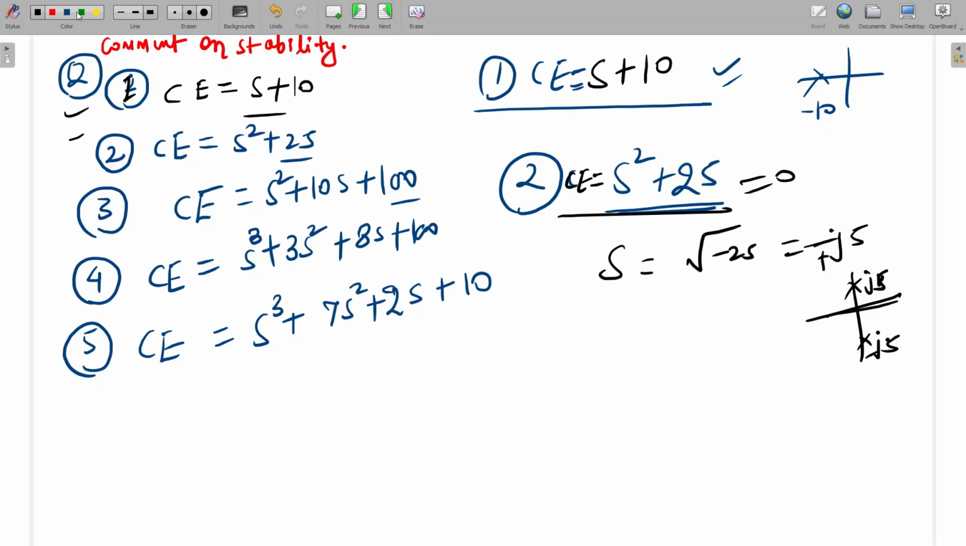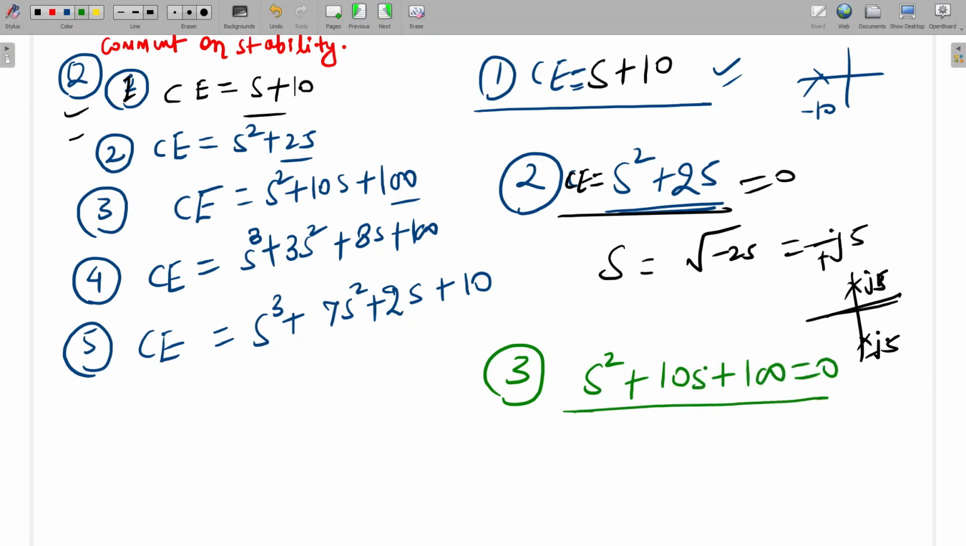If you see the third question, the third one is s square plus 10s plus 100 equal to 0. Will it be a stable system or unstable system? Can anyone tell? s square plus 10s plus 100. Should we write the RH criteria here? So I am going to write the RH criteria here. s square I am taking.